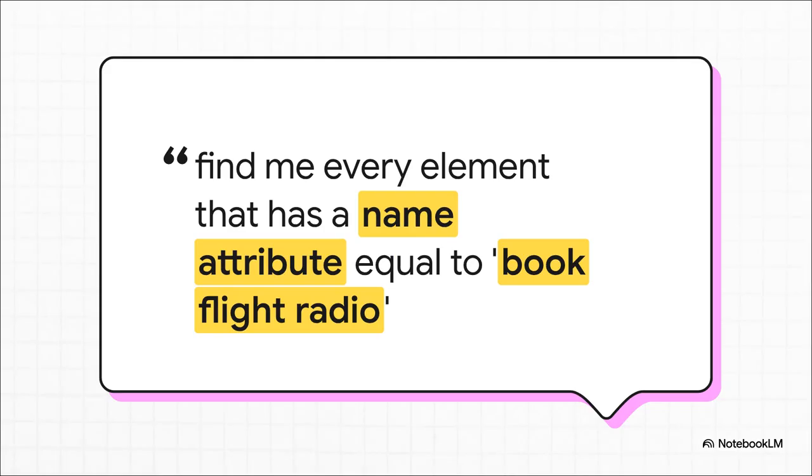So to use find elements, you obviously need a locator that's common to all the buttons in the group. In this example, they all happen to share the same name attribute. So this XPath expression you see here, it's basically the search query we give to Selenium. We're telling it, hey, go find me every single element that has a name attribute equal to Book Flight Radio.